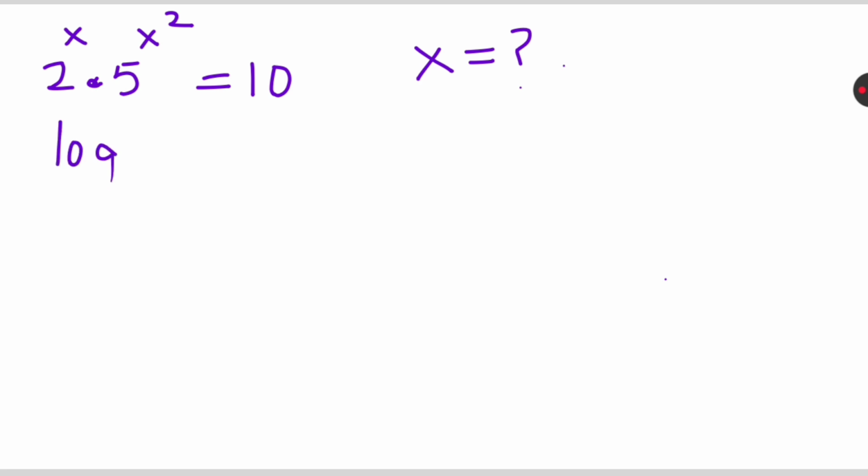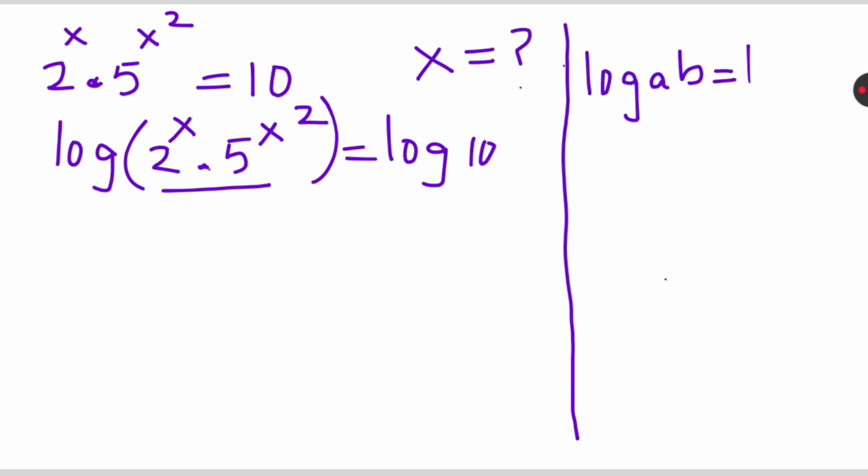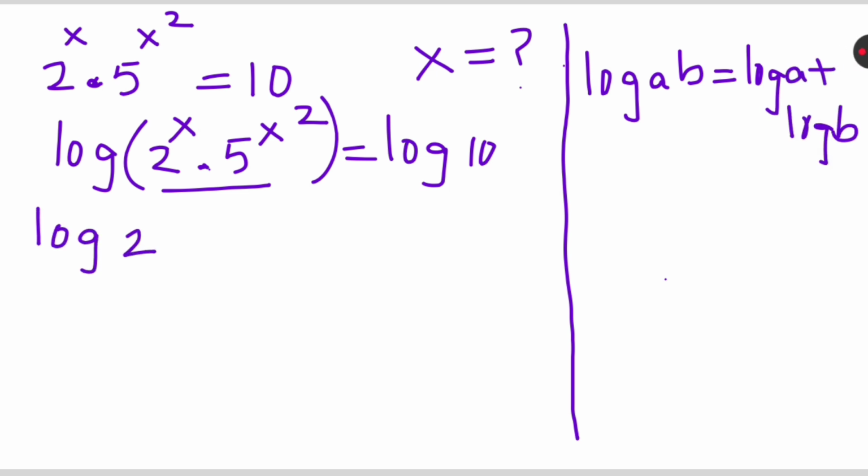Log of 2 raised to power of x times 5 raised to power of x raised to power of 2, that is equal to log 10. Now observe the left hand side part. It is in the product form. Just recall the product of logarithm: log of AB, you can write this as log A plus log B. So use that property here. Then we can write this as log of 2 power x plus log of 5 power x raised to power of 2, that is equal to log 10.